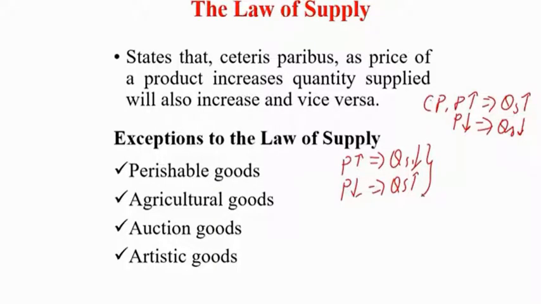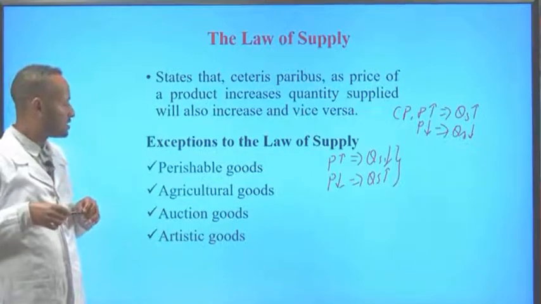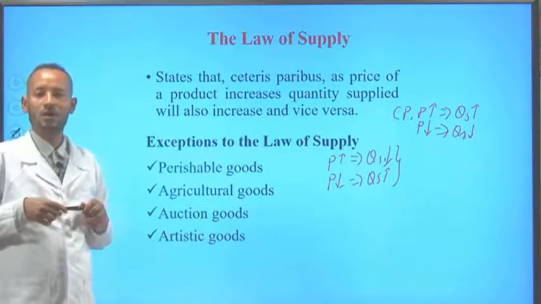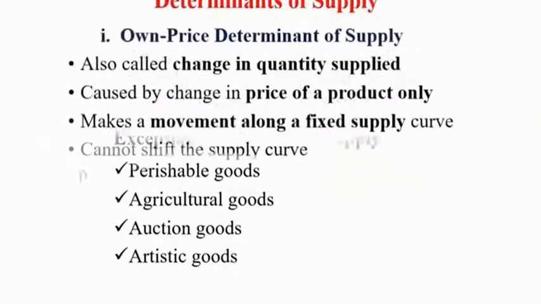Artistic goods are against the law of supply. That means as price of artistic goods increases, the quantity supplied for artistic goods will not increase or it remains unchanged. And with the fall in the price of artistic goods, the quantity supplied for artistic goods will not decline or it remains unchanged.